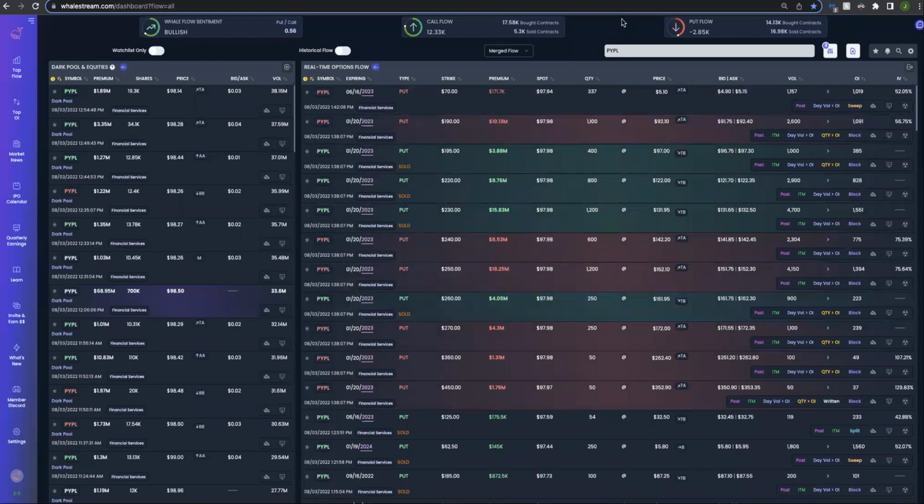But that's how you would have been able to find some of those bigger movers in the day: coming to that top flow, seeing it by premium, seeing the things getting the most premium into them, and then trading from there.